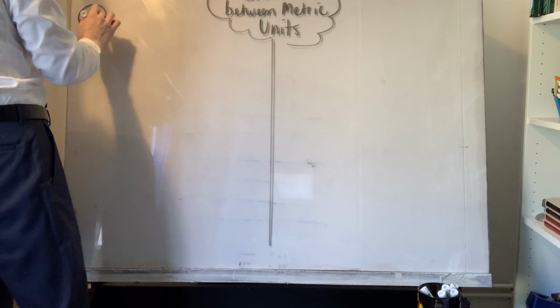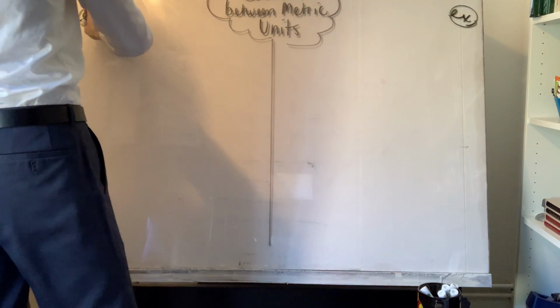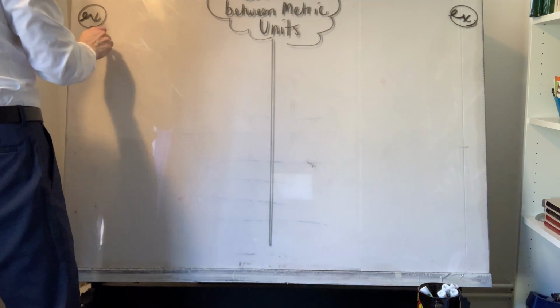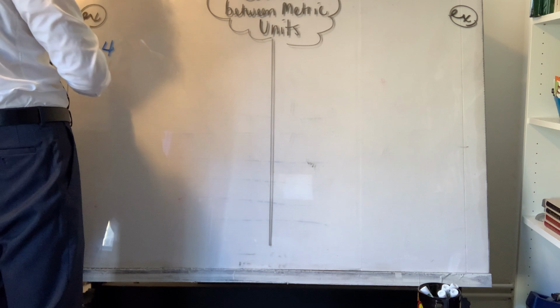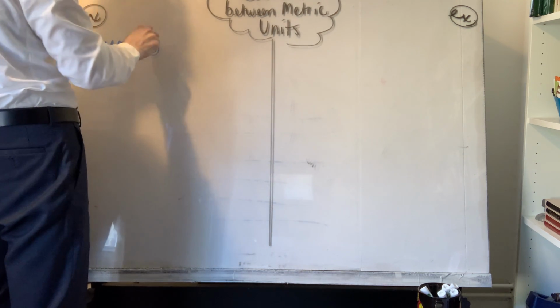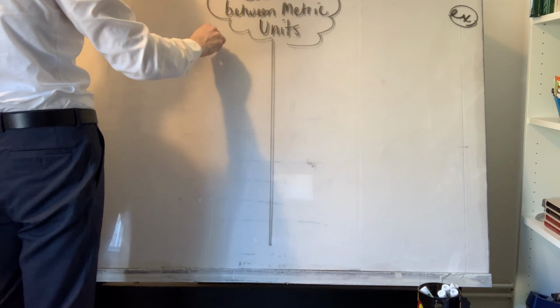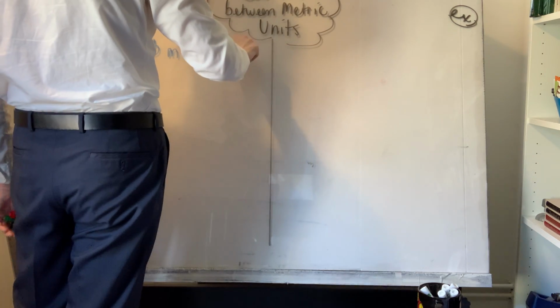Here's an example. Suppose you are given this: 457.3 meters, the abbreviation, and you'd like to know how many kilometers that is.